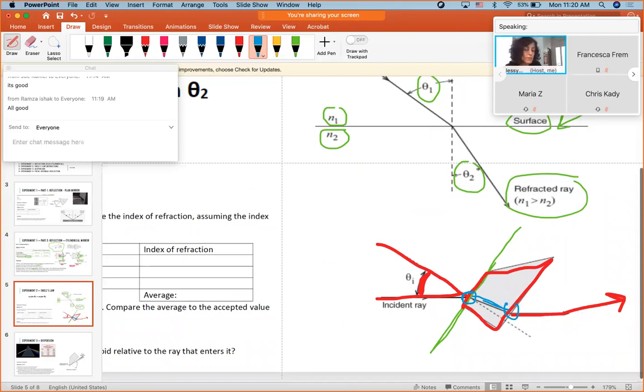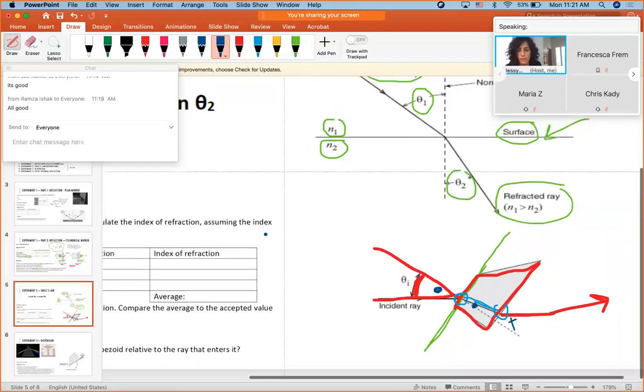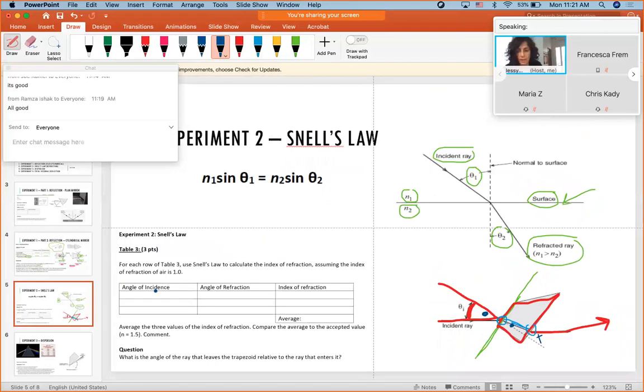What's in blue is inside the glass. The only way to do what's in blue is to remove the piece of glass and connect these two points together. Okay? Now your job is to measure theta 1 and theta 2. This is theta 1, and the inside is theta 2, not this one. So now to fill in the table, the angle of incidence is theta 1, and this is theta 2.